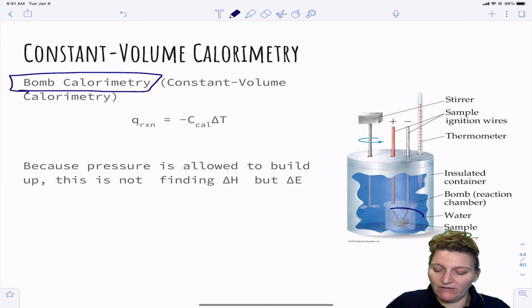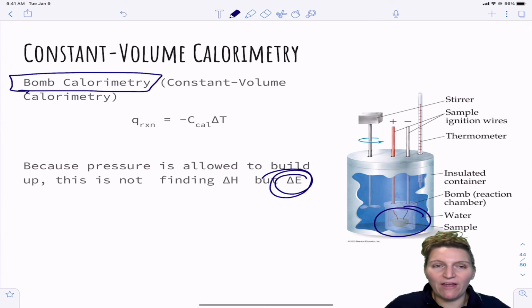And basically you would put the material inside. The reaction is almost always a combustion reaction. You ignite it, and then you measure the change in the temperature of the calorimeter. When you do that, you're actually finding not delta H, but you're finding delta E.